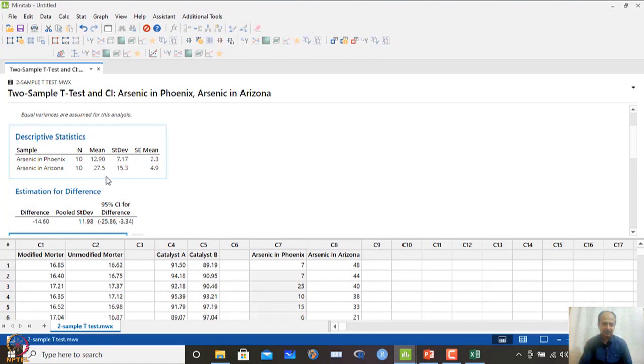The arsenic content here for Arizona is about 27 mean average value, which is much higher as compared to Phoenix. So there is a statistical difference that exists between these two. Okay, so this is what we wanted to emphasize.